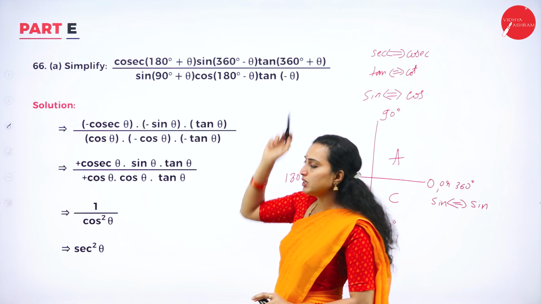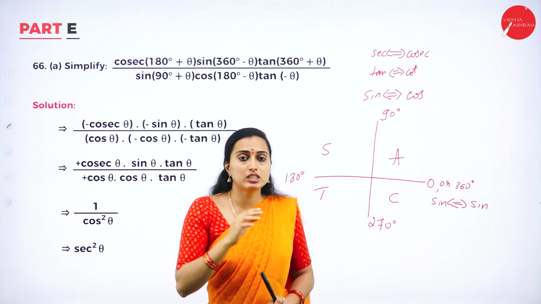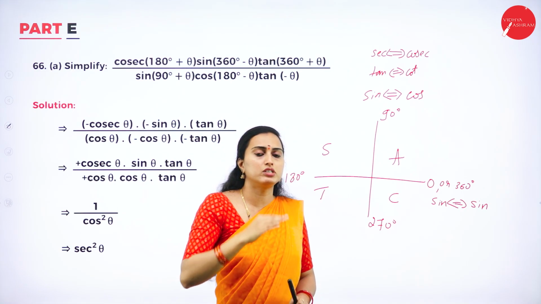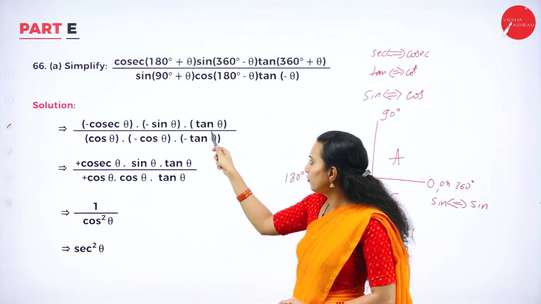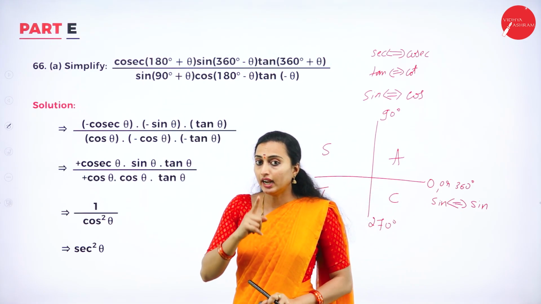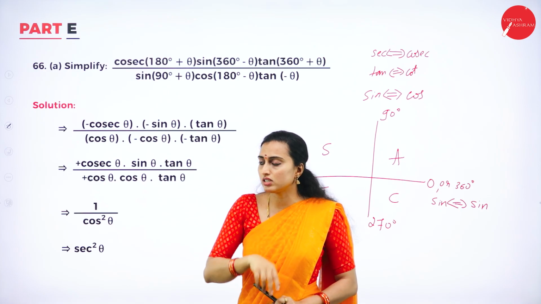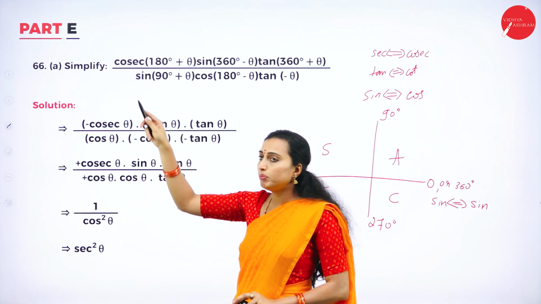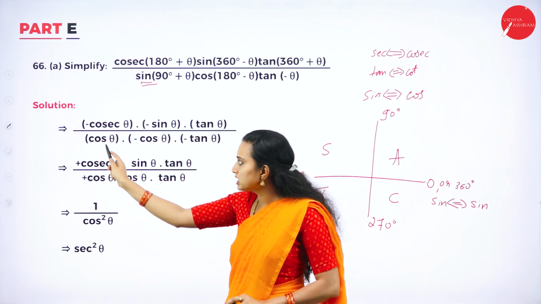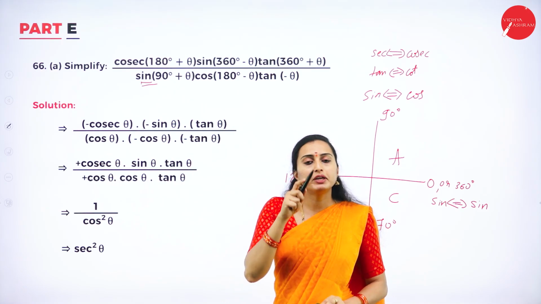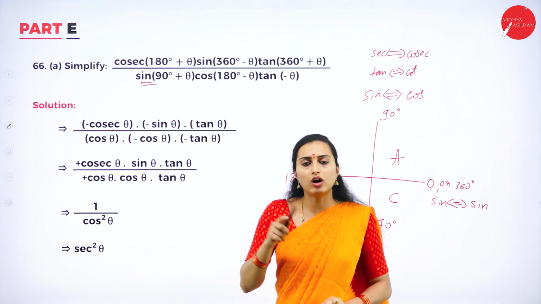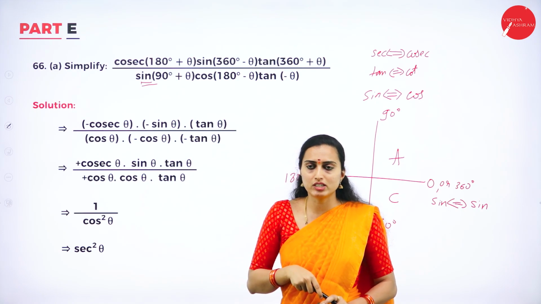Similarly, tan of 360 plus theta falls in the first quadrant. In the first quadrant, all are positive, and tan will be tan only. So, tan theta divided by sine of 90 plus theta. In 90, sine will reverse to cos, so cos theta. Sine in the second quadrant is positive, so it is only cos theta. Sine is becoming cos in 90s, and in the second quadrant, since sine is positive, we write cos theta as positive.